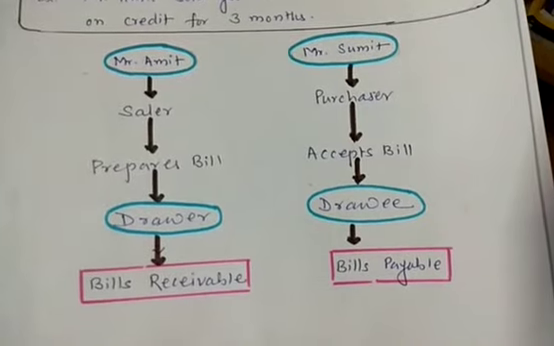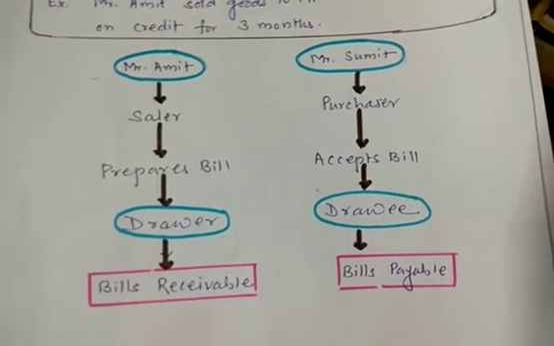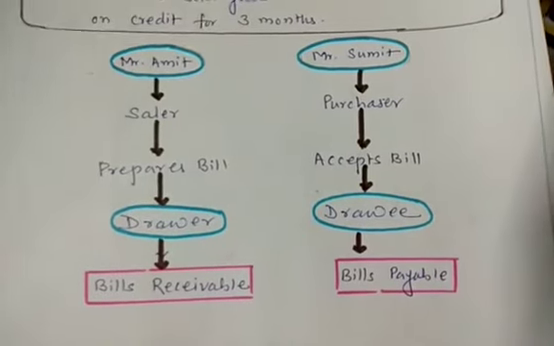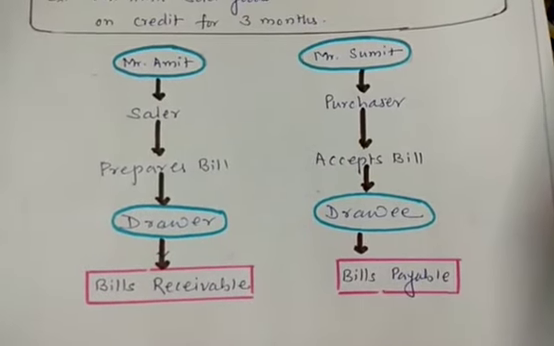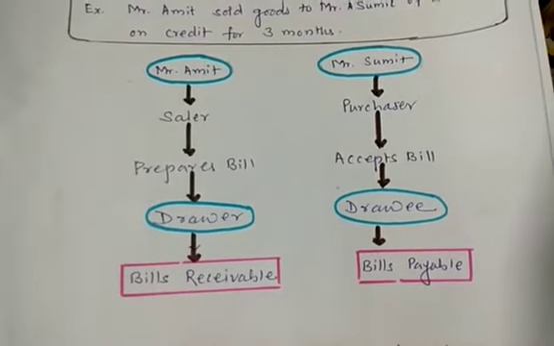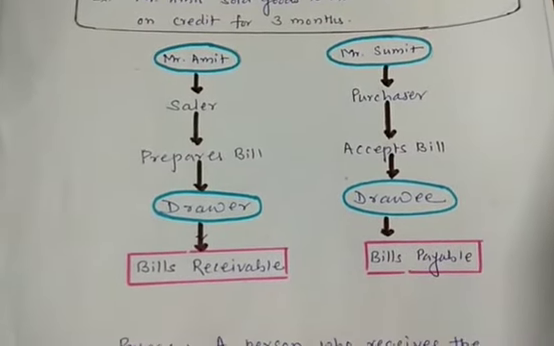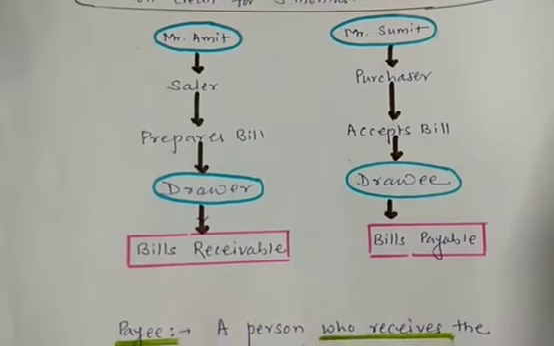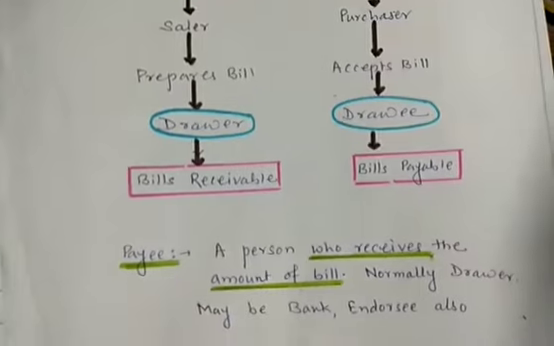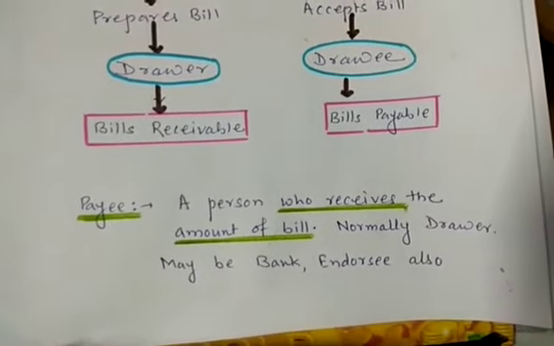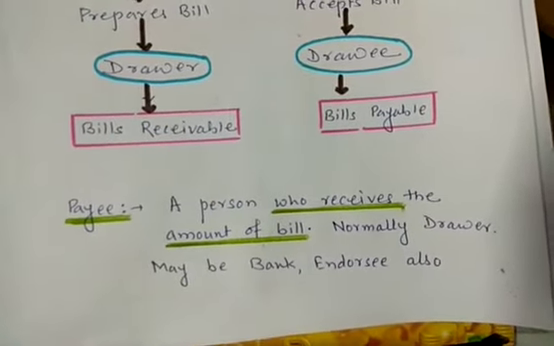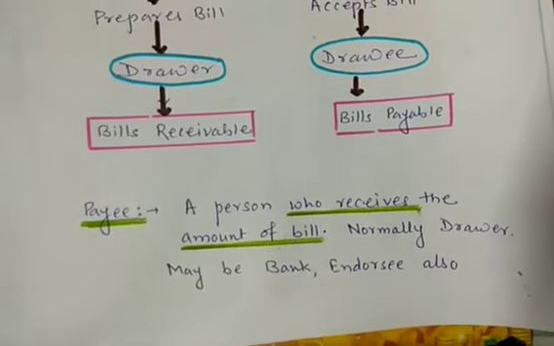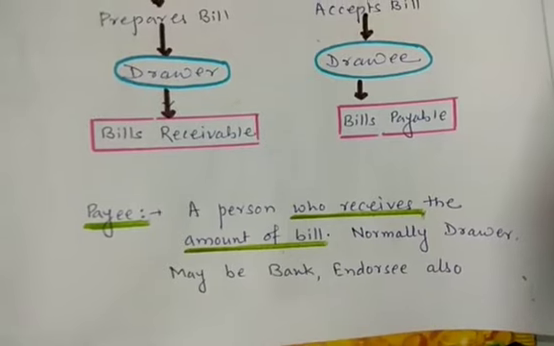With respect to Mr. Amit, he is going to receive the amount, so this bill of exchange will be called bills receivable, whereas Sumit has to pay the amount, so it will be called bills payable. On maturity of the bill, the amount is paid by Sumit, that is the drawee, to the drawer. Hence, he receives the amount. When he receives the amount, he is called the payee. Most of the time, the drawer himself is the payee, but sometimes a bank or endorsee can also be the payee. We'll discuss this point later in the video.